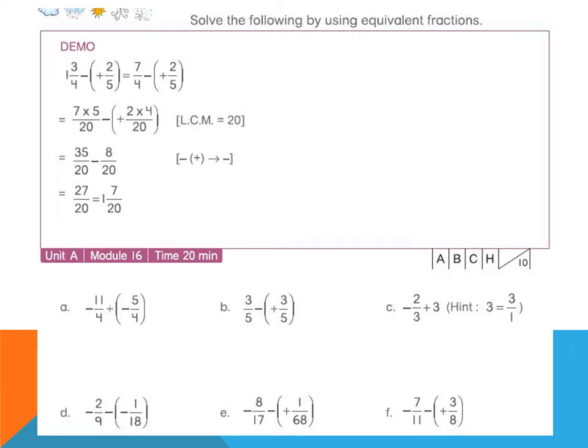So what we did, 1 3 by 4 is 4 into 1 is 4 plus 3 is 7 by 4. So our required equation is 7 by 4 minus 2 by 5. Now LCM of 4 and 5 is 20. Multiplying 7 by 4 both the numerator and denominator by 5, we get 35 by 20, and multiplying both the numerator and denominator of 2 by 5 by 4, we get 8 by 20. So our equation becomes 35 by 20 minus 8 by 20, which gives us 27 by 20, which is 1 7 by 20.